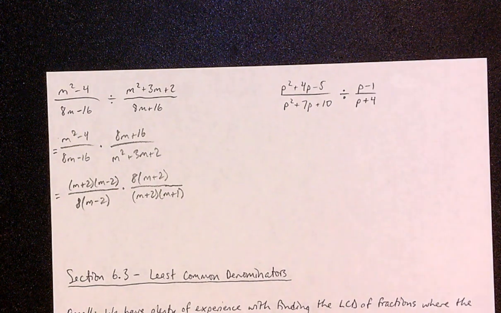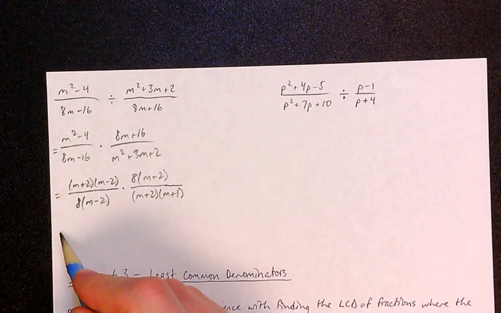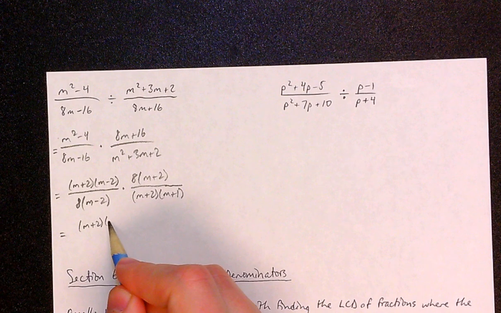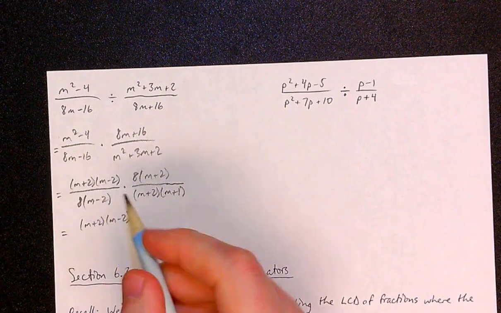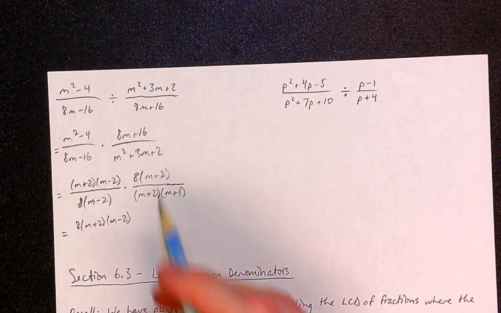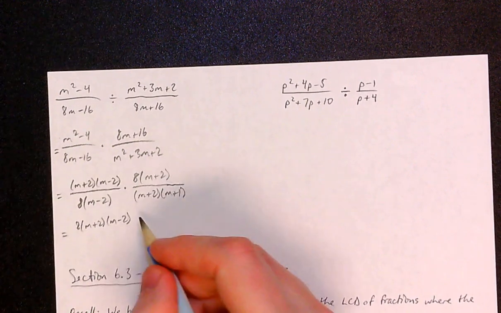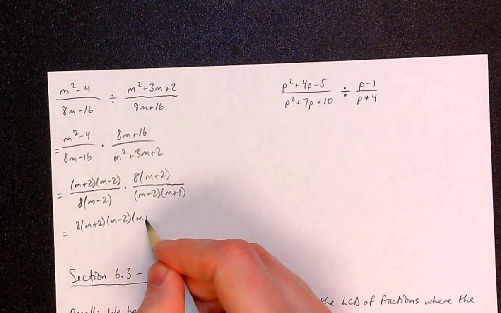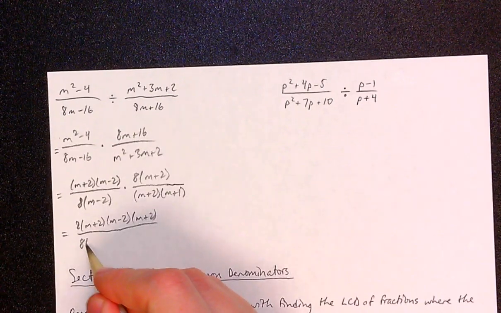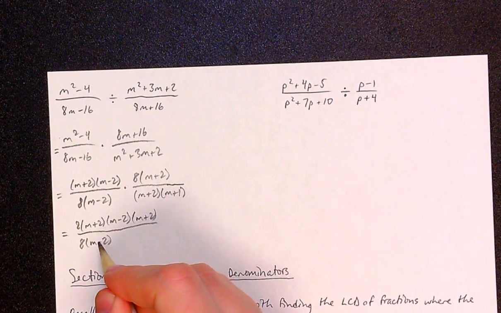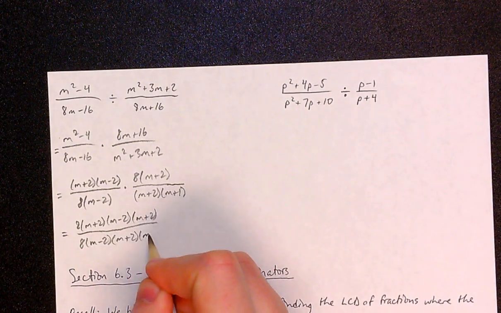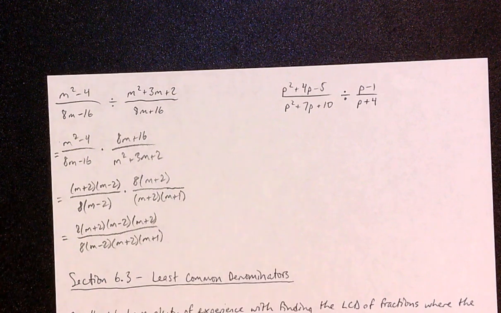Now we multiply and then we cancel. So (m plus 2) times (m minus 2). I'll write this 8 out front here because that's just typically what we do. And then another (m plus 2). On the bottom, 8, (m minus 2), (m plus 2), (m plus 1).